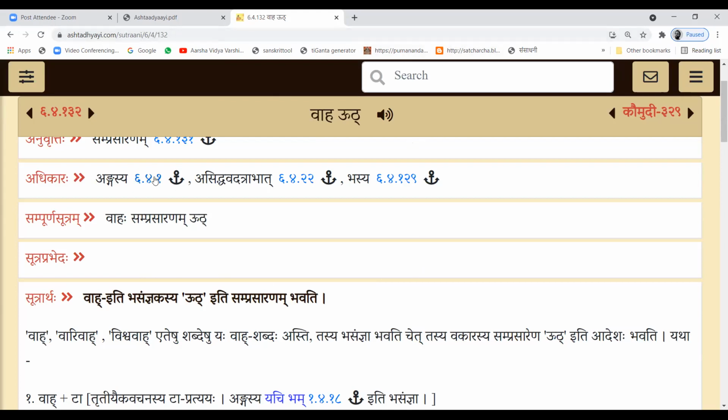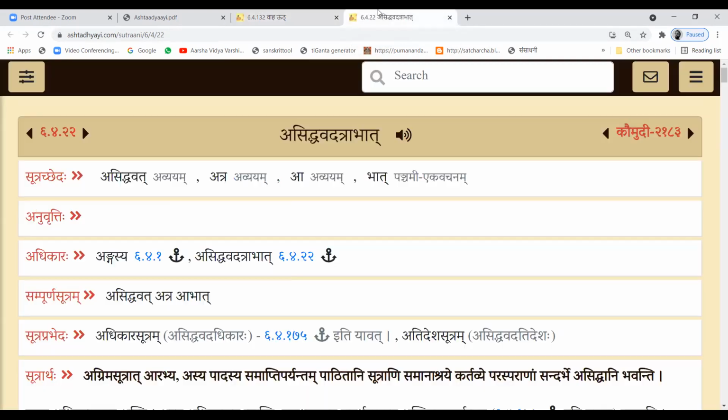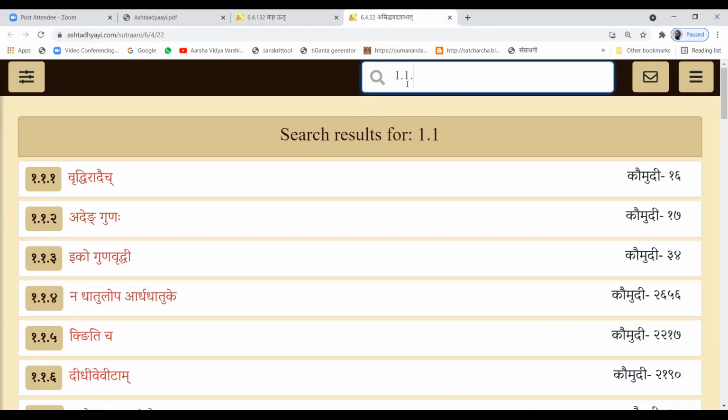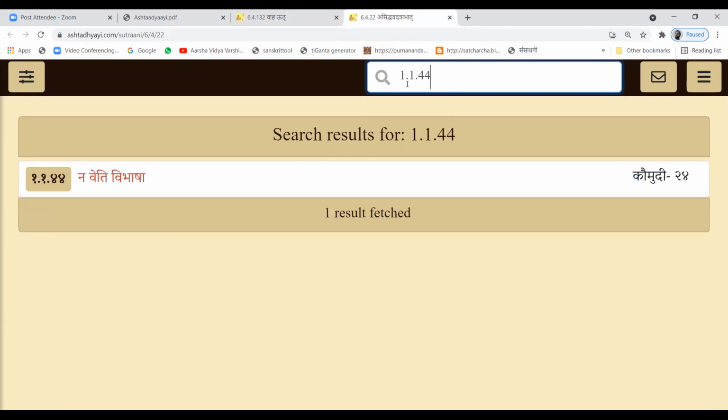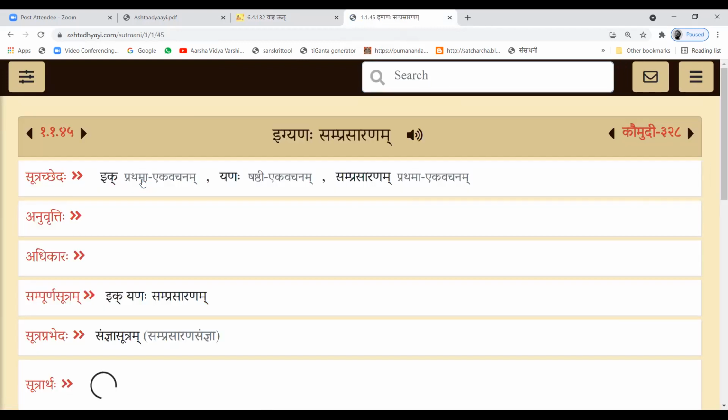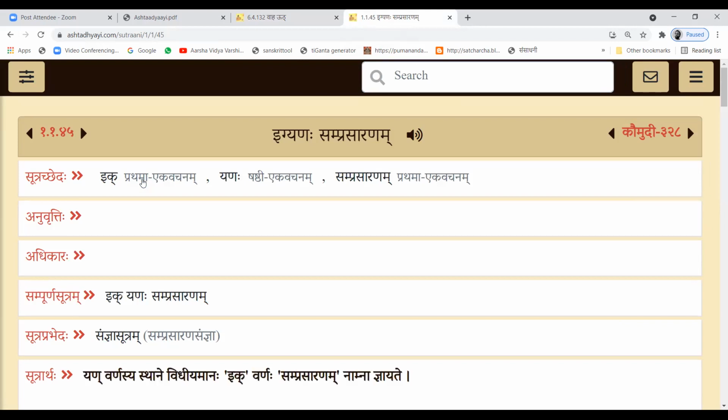Samprasaranam is defined. Ik yanaha Samprasaranam. It is defined in the first chapter, first section, I think 45th sutra. 45th, yes. Ik yanaha Samprasaranam. This sutra first we will see. We will write this sutra. In fact, you have to write it, then only you can follow. Ik yanaha Samprasaranam. This is a sutra that defines what Samprasaranam is.